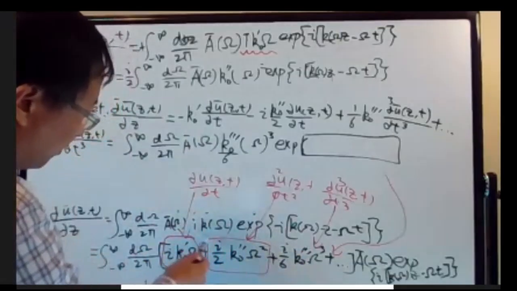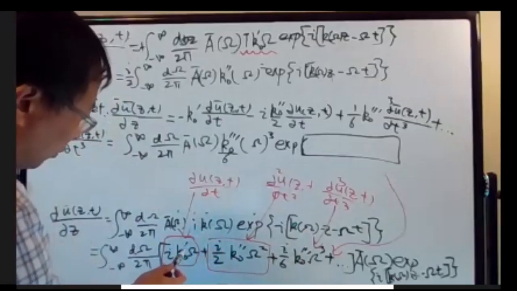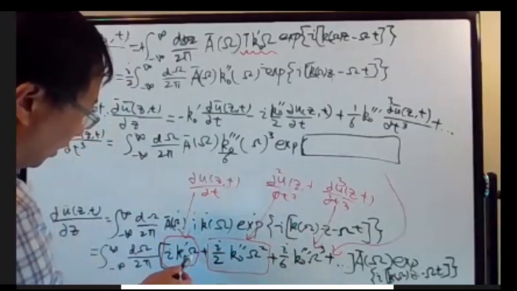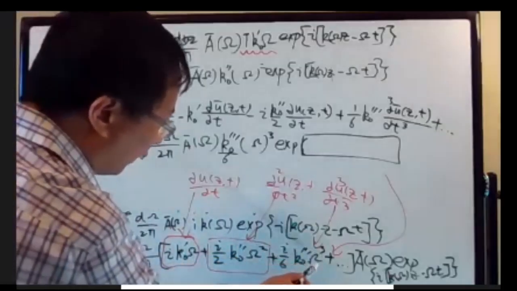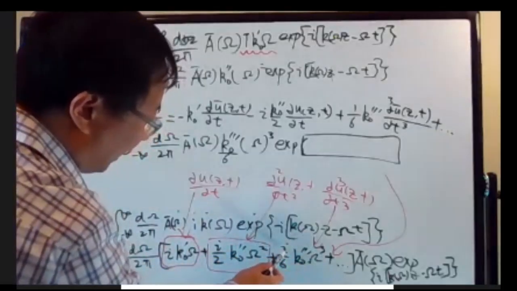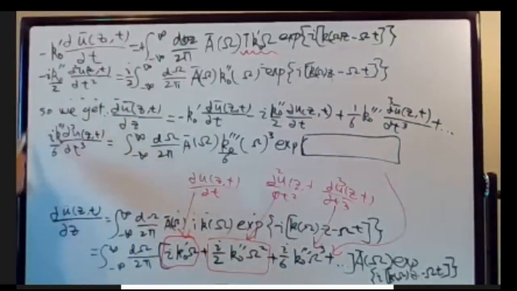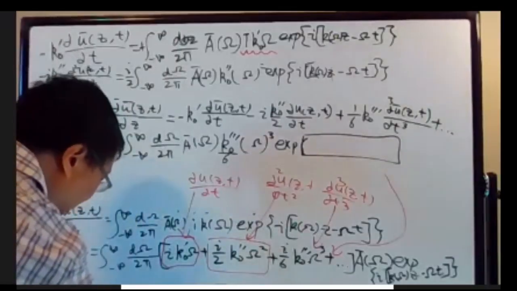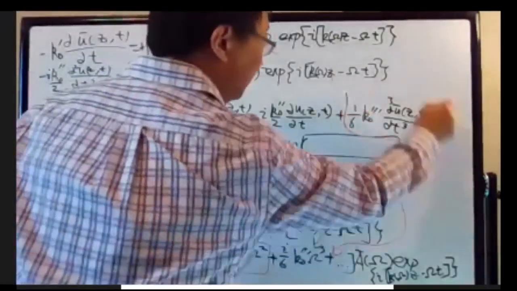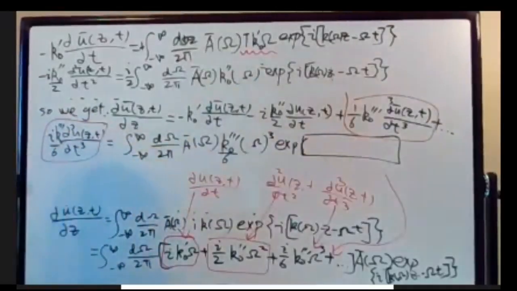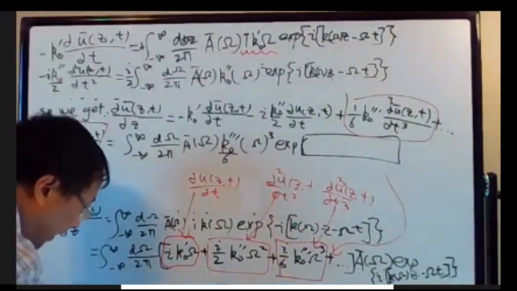The remaining is k capital omega. So we have k naught, omega square, omega cube, but there should be an i here, right? So there's an i here, there's an i here, so we will add together. This piece is here, and it is due to this term. Thanks for asking. Does that answer your question? Yes, it does. Great.